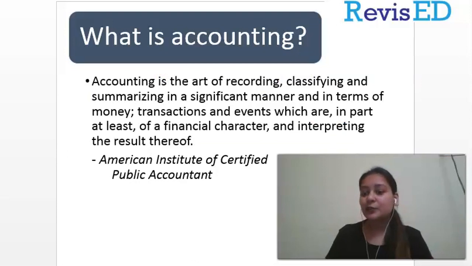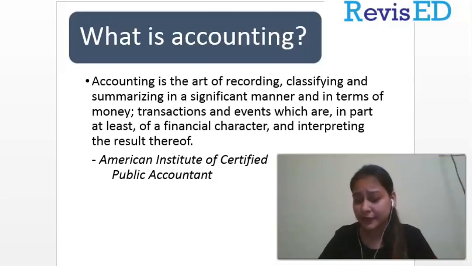When accounting comes to our mind, I guess the first thing that comes to our mind is money, right? So let's say you are in a business and you purchase, you sell, you do various types of activities. Can you remember each and every activity? Can the human brain remember each and every activity? No, our memory is limited and hence we cannot remember each and every activity.